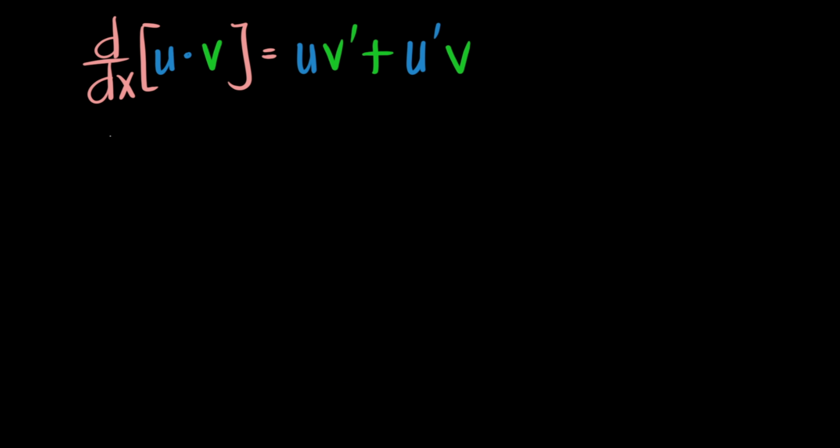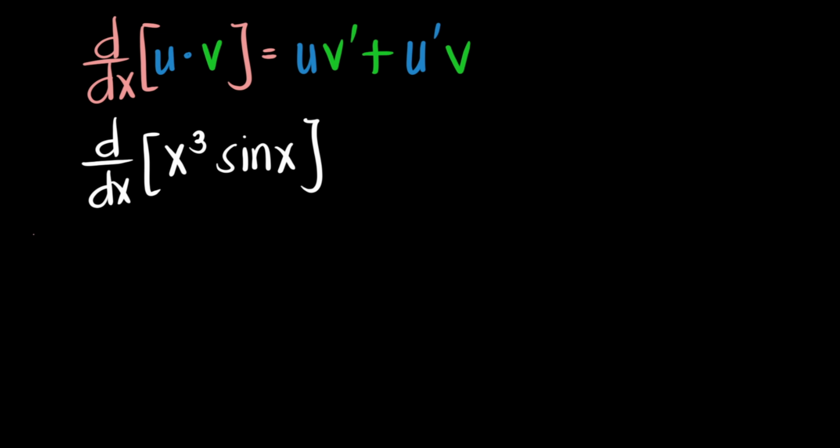Let's have another example. What is the derivative of x cubed sine x? Go ahead and try this one. Feel free to pause the video, and once you're done, you can unpause the video and check your answer. In this case, x cubed is u, and sine x is v. U is equal to x cubed, and v is equal to sine x.